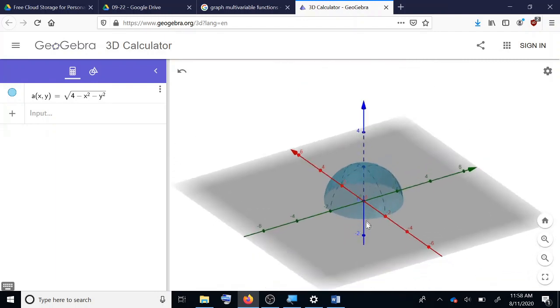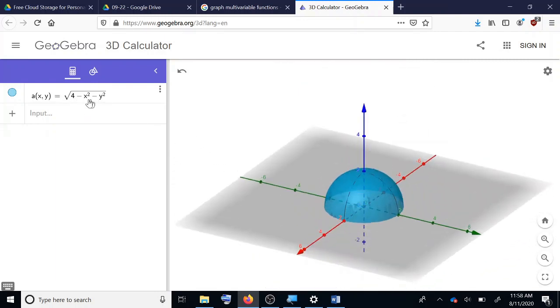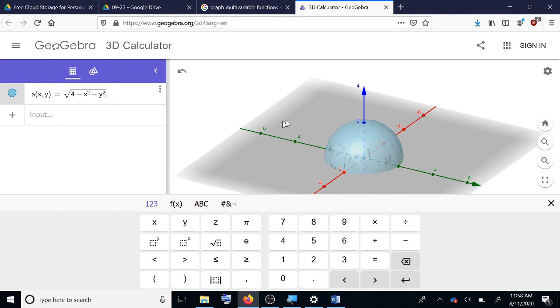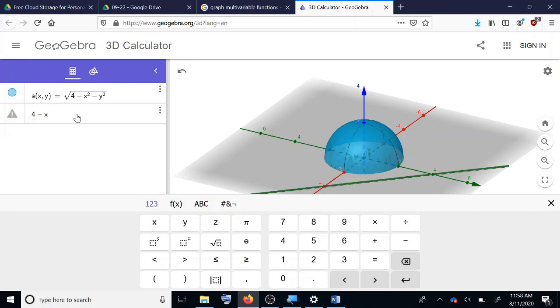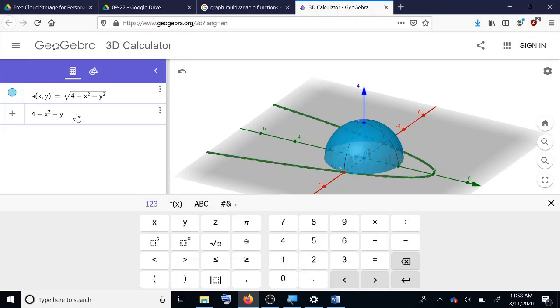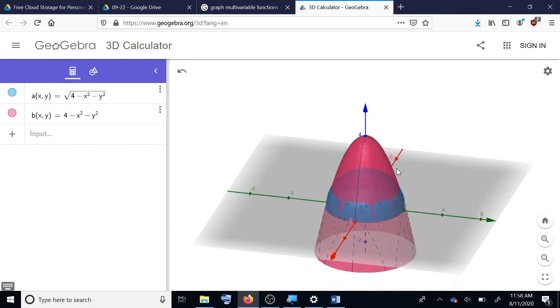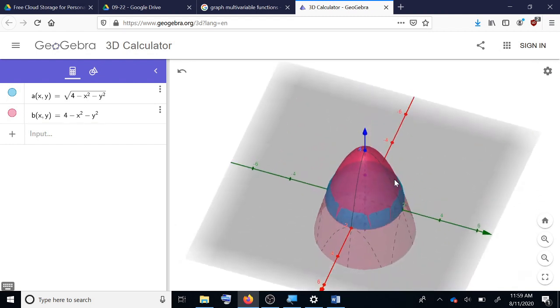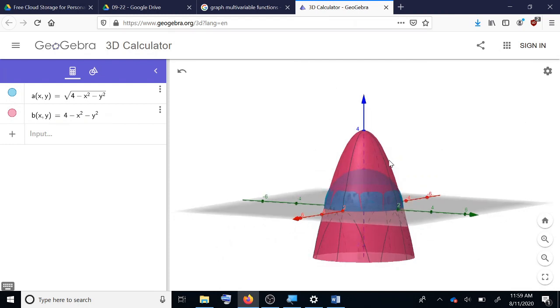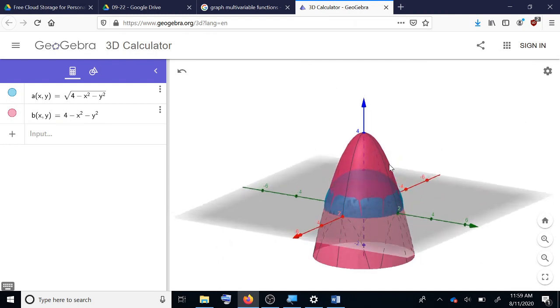All right. Now, you can just play around with this and have as much fun as you like. For example, you can ask yourself, what would happen if I just took the square root off? If I just did 4 minus x squared minus y squared. And that is now graphed in red. Unlike the blue surface, the red surface is a little bit more pointy at the top, I would say. It's looking a little bit more like the end of a pencil or maybe a marker than the previous surface.